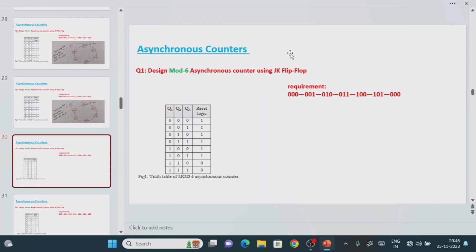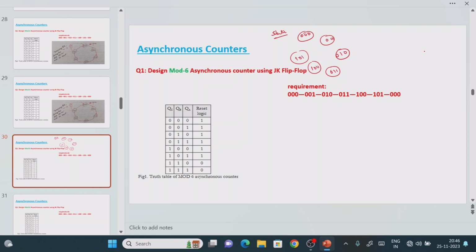Now see, what is the meaning of MOD-6? MOD-6 means 6 counts, right? So what is the starting count value? If you are writing the state diagram, what is the first count value? 0 0 0, 0 0 1, 0 1 0, 0 1 1, next 1 0 0, 1 0 1. So 6 counts means 1 2 3 4 5 6.